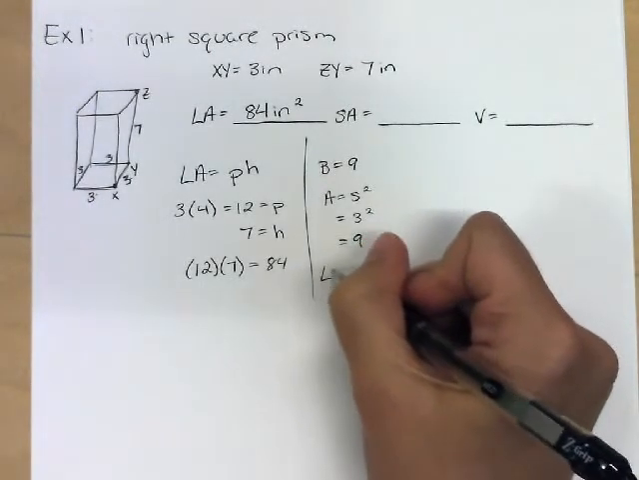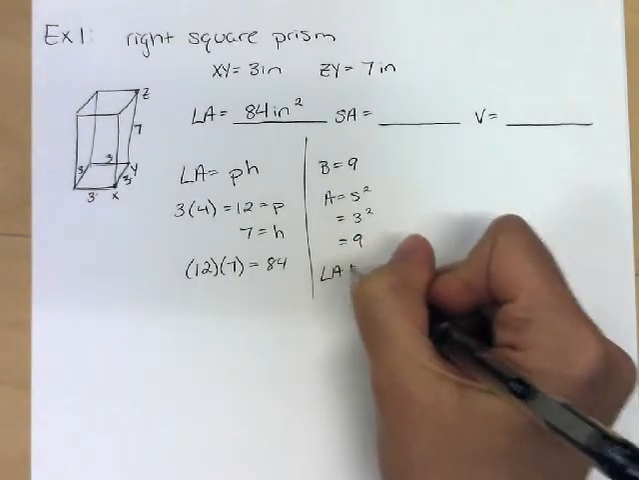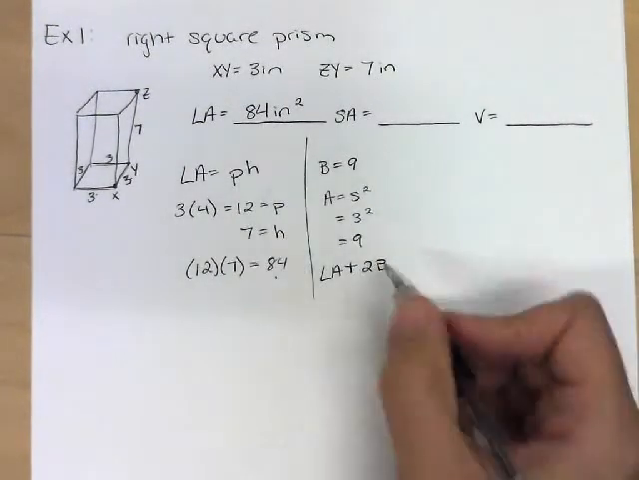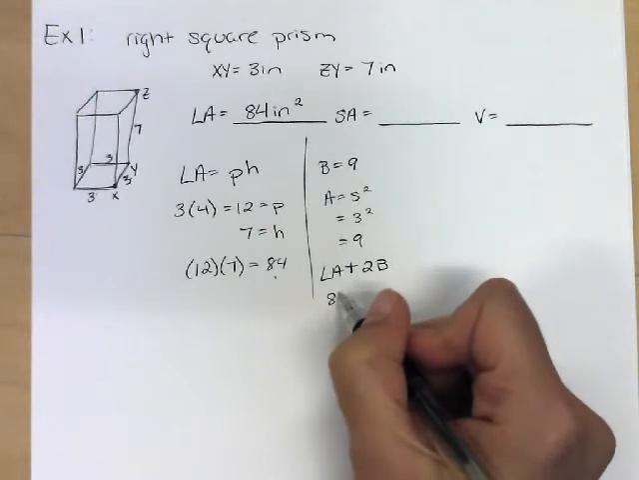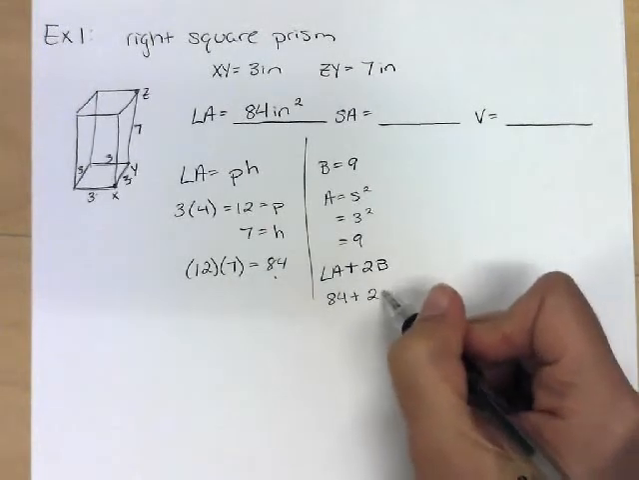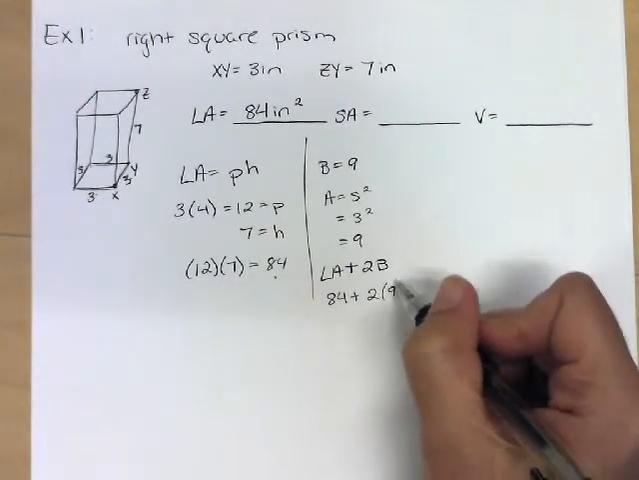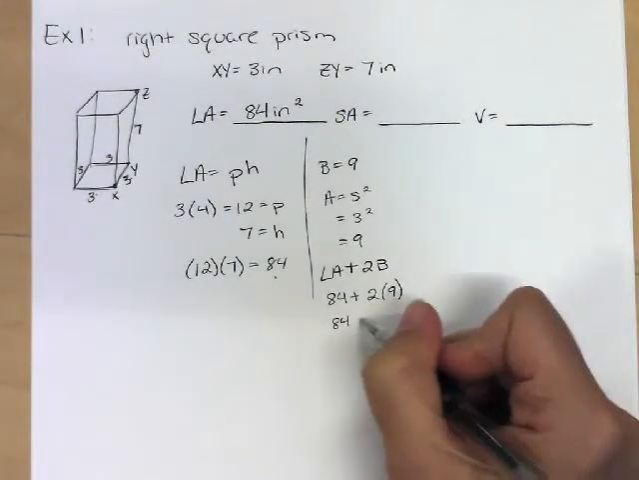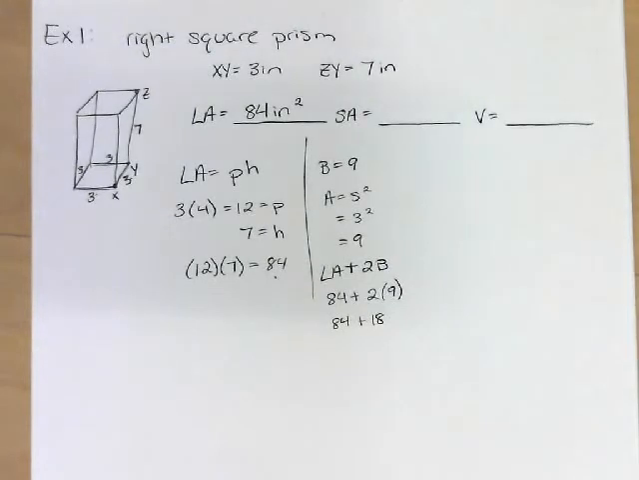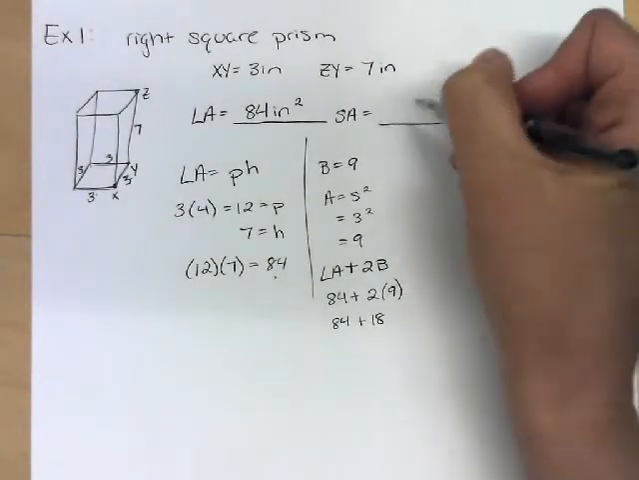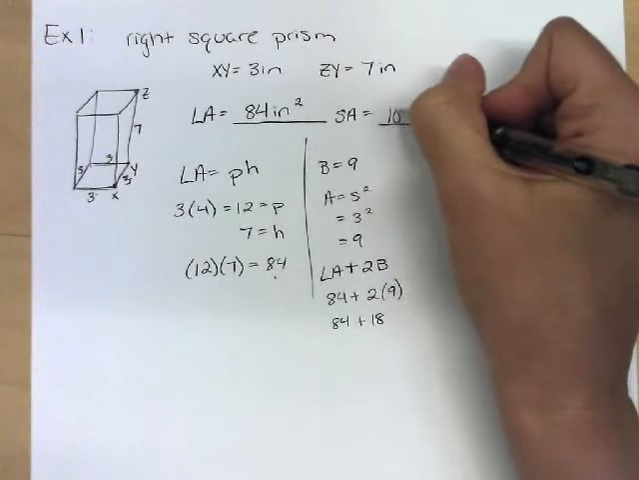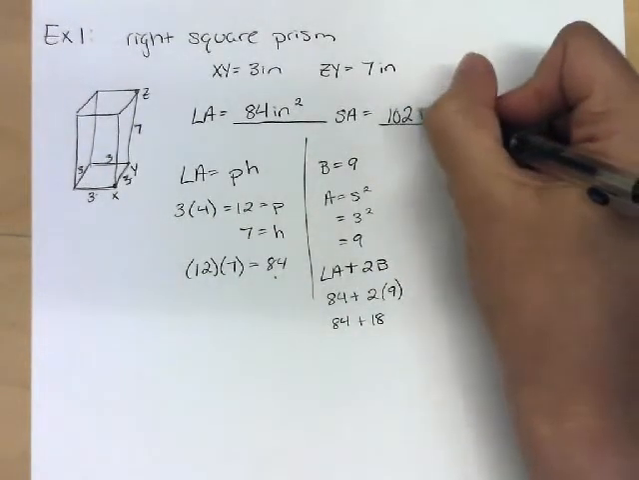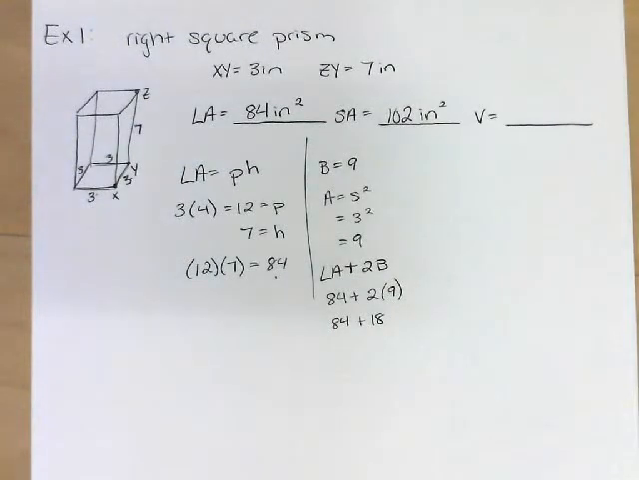So I know that this formula is lateral area plus 2 times the base area. Lateral area I found was 84, plus 2 times the base area. Well, the base area was 9. So we end up with 102 for our surface area. And again, that surface area, that's inches squared for our units.